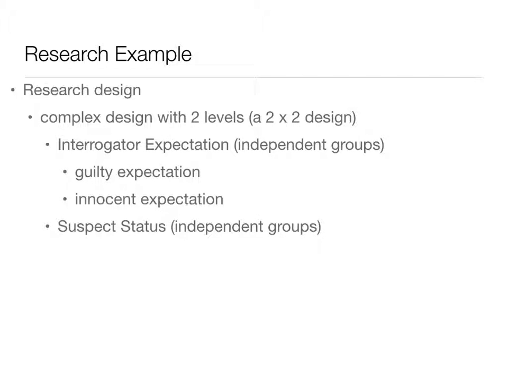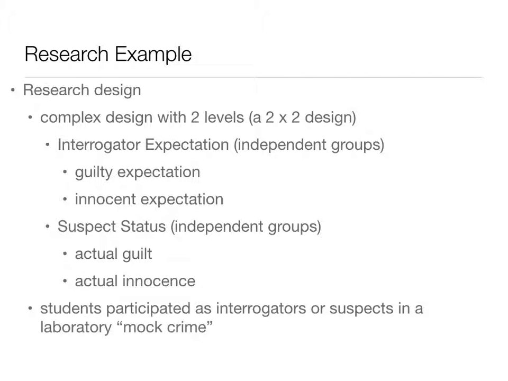The other independent variable was suspect status. Again, this was an independent groups or between subjects factor that was randomly assigned in this true experiment. There were two levels: you could be actually guilty or actually innocent. Students participated as interrogators or suspects in this laboratory mock crime. So again, this is a true experiment. Everything was randomly assigned. We have two independent variables, each of which has two levels, so we end up with a 2x2 design, or four different experimental conditions.